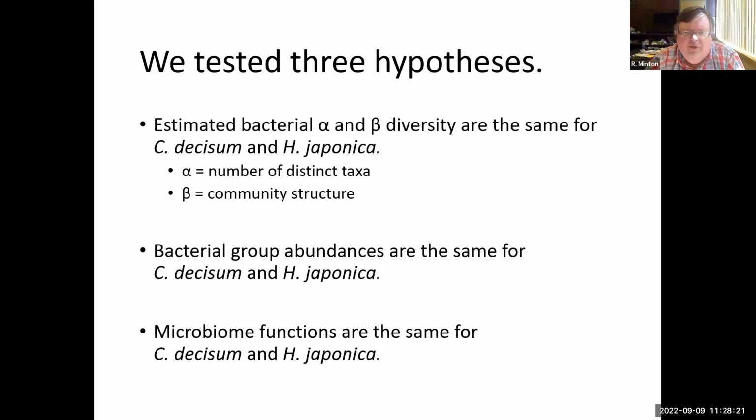So we started out assuming that those measures would be the same for both species, and that the bacterial group abundances, when we identify the bacteria taxonomically, would be the same. Our hypothesis was that taxonomically, the two gut microbiomes would be the same. And then again, based on their similar niches and similar diets, our null was that the microbiome would function the same.